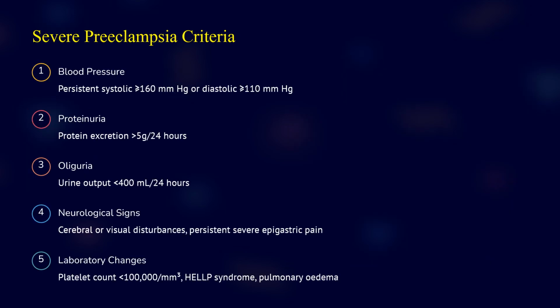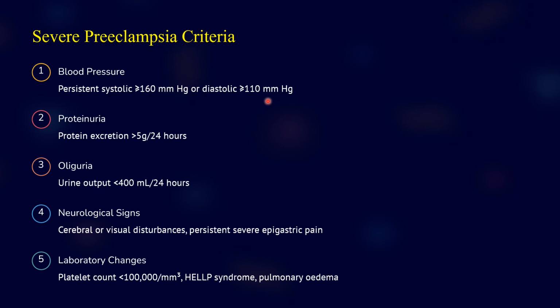Okay, so now let's see what is severe preeclampsia and how it is different from preeclampsia. The blood pressure has a persistent systolic of equal to or more than 160 and diastolic of more than or equal to 110, where the blood pressure in preeclampsia was more than 140 by 90, right? The proteinuria excretion in severe preeclampsia is more than 5 gram in 24 hours, whereas in preeclampsia it is 0.3 gram.